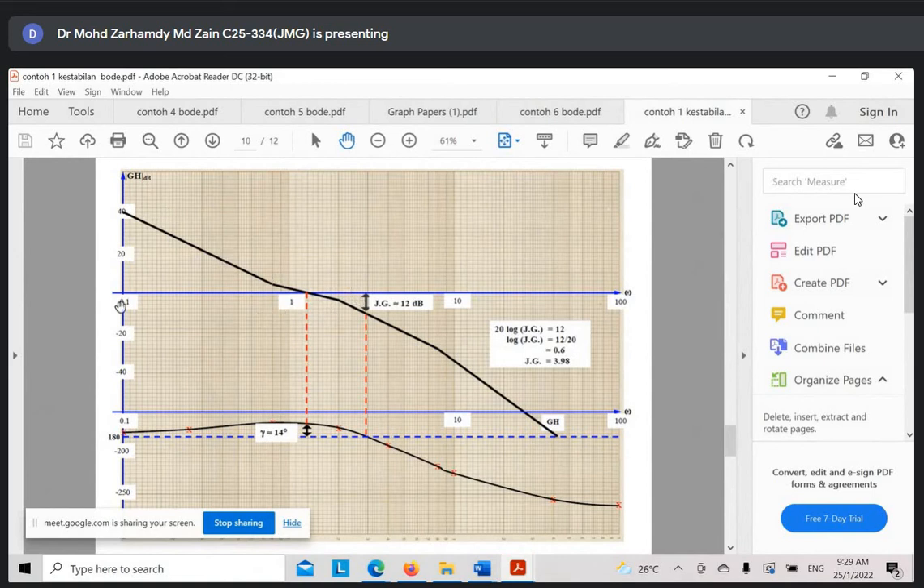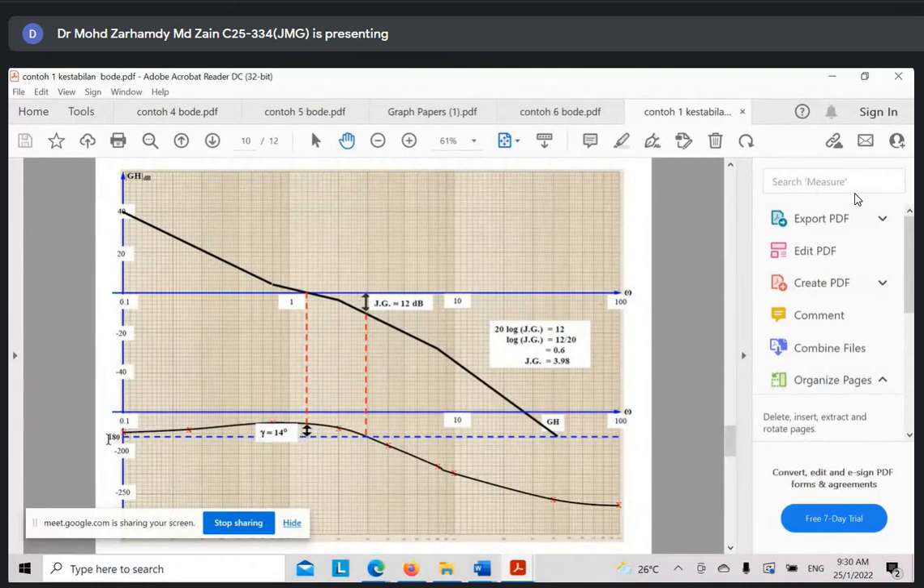Sekarang ni the intersection of this omega to gain, ada silang je intersection ni, you akan bawa ke bawah. Bawa ke bawah, okay, go to the phase. Ini adalah phase margin. Phase margin. Yang kita buat macam Nyquist tu kan. Nyquist dapat angle. Yang ni pun sama juga.